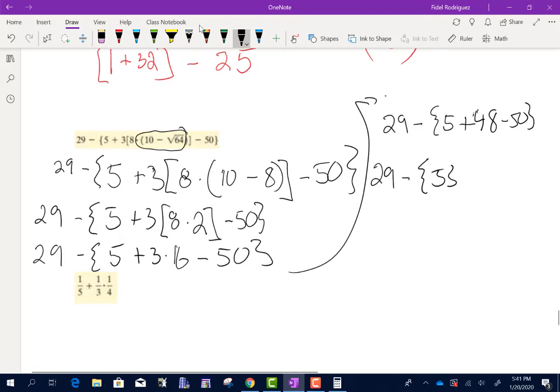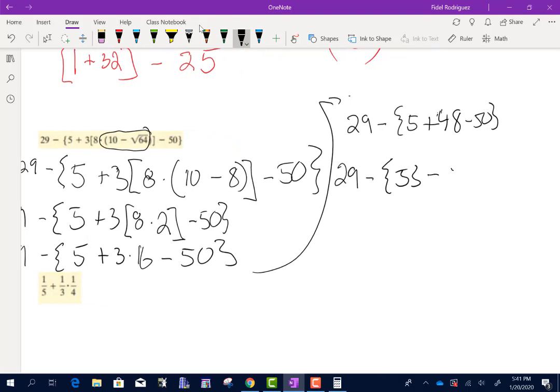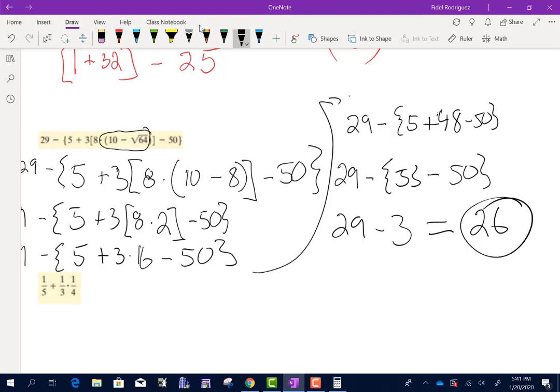53 minus 50. And 53 minus 50 is just 3. So 29 minus 3 is a total of 26. Okay. Kind of a long problem.